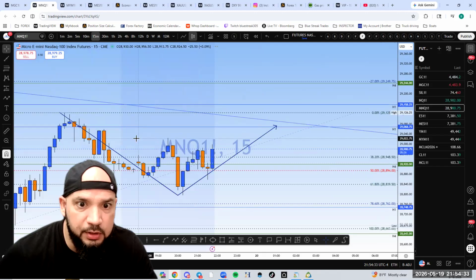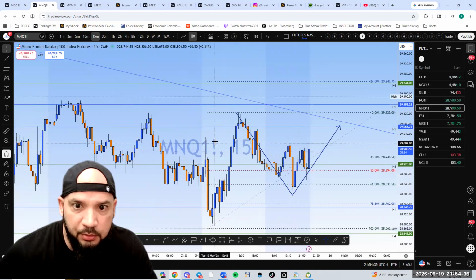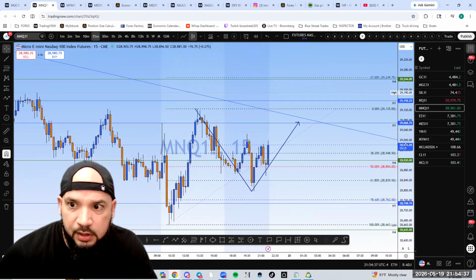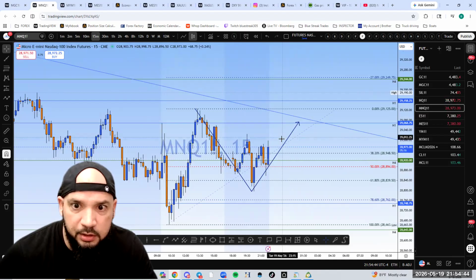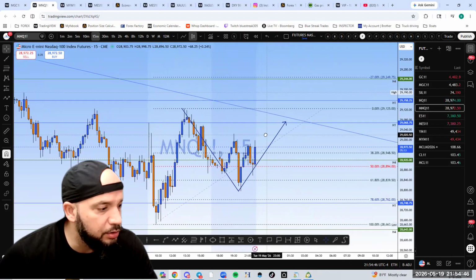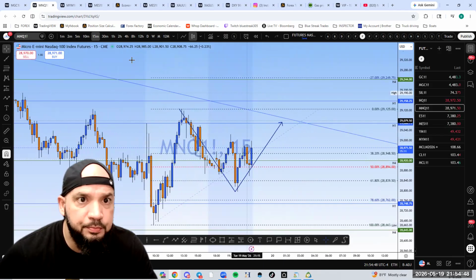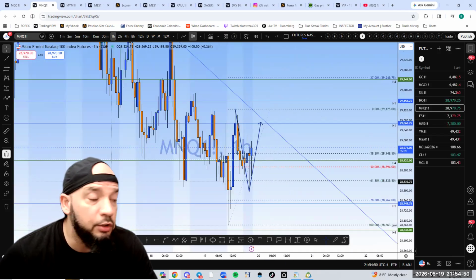So let's look at the 15-minute. If this candle in 5 minutes closes bullish up here somewhere, then we've got a head and shoulders, and this is going to continue up. So there's nothing we can do here, right? There's nothing to do here right now.